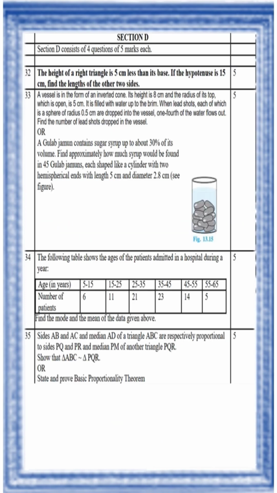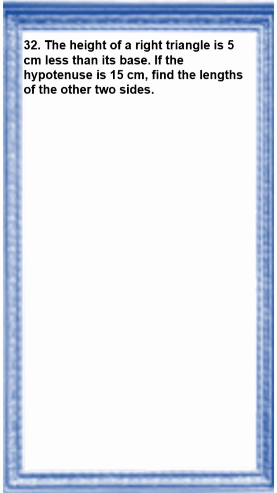Now let us solve the questions of section D, which contains 4 questions of 5 marks each. Now let us solve question number 32. That is, height of a right triangle is 5 cm less than its base. If hypotenuse is 15 cm, find the lengths of the other two sides.